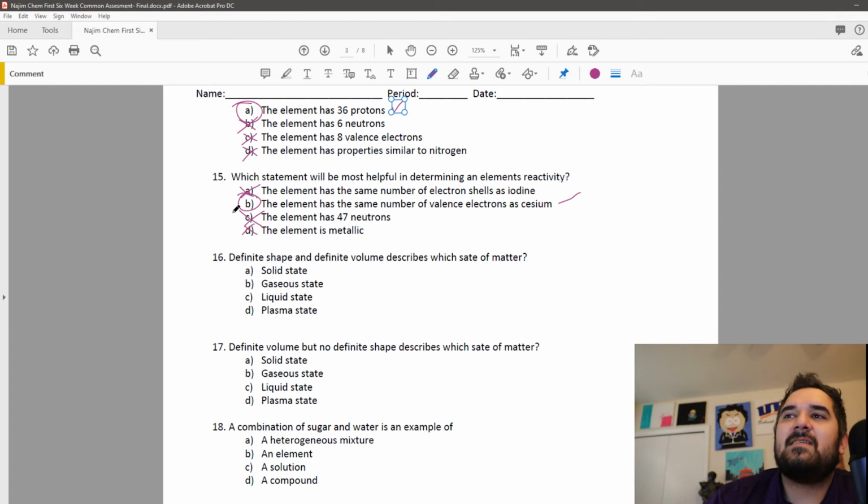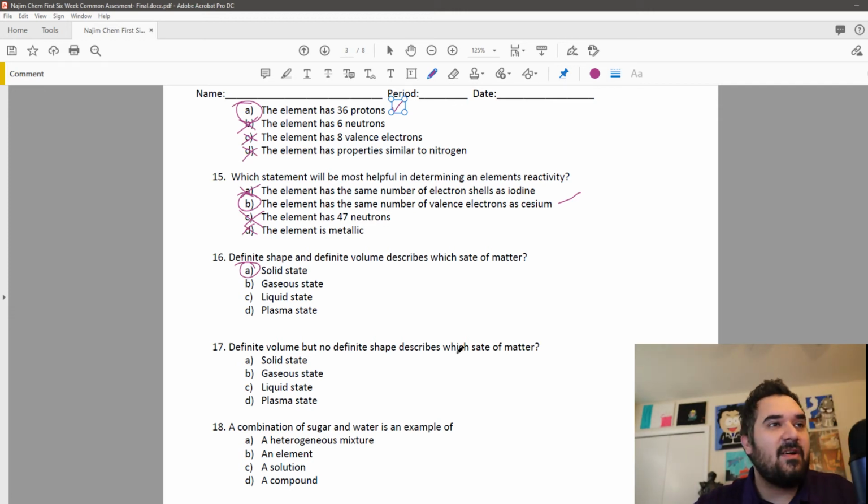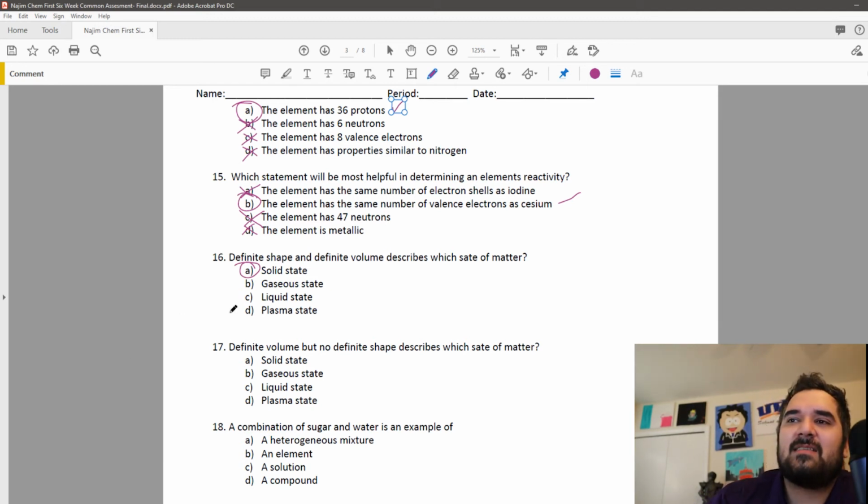All right, number 16 says that it has definite shape, definite volume. So we actually already saw this question. Definite shape and definite volume, that's going to be solid. Definite volume, but no definite shape. So as you can see, we have a couple questions repeated. These questions are very important. That's probably why they're repeated. That's probably why I put them in here twice. So definite volume, but no definite shape, that's going to be our liquid.